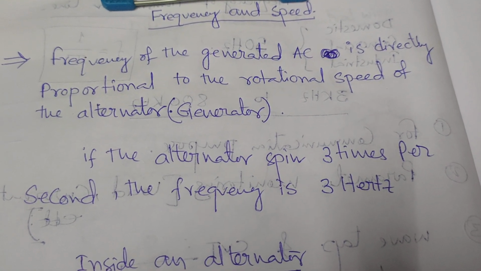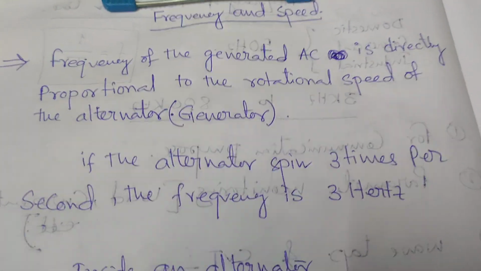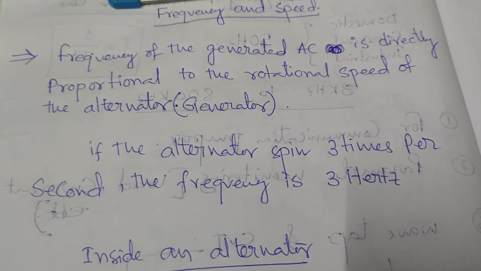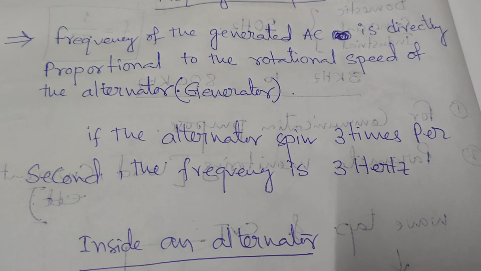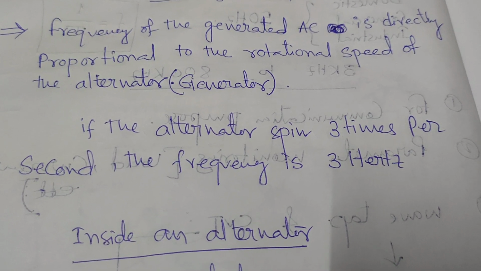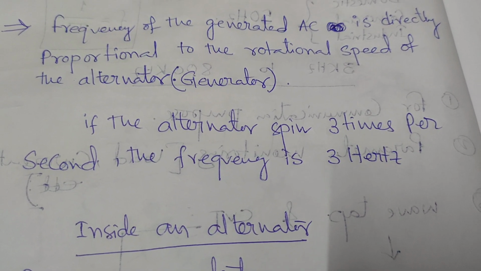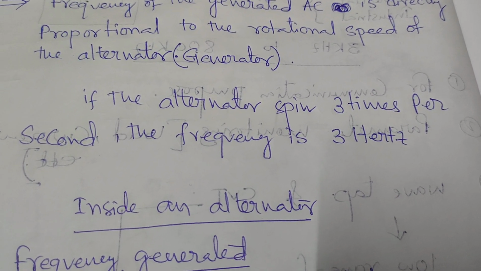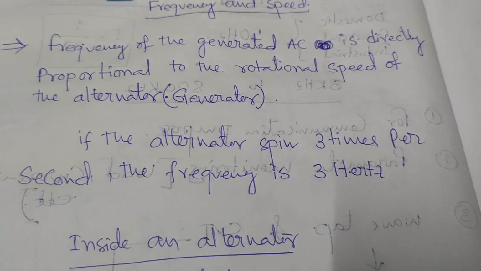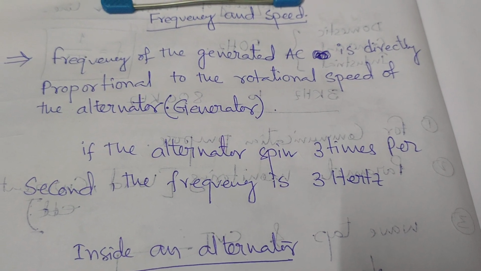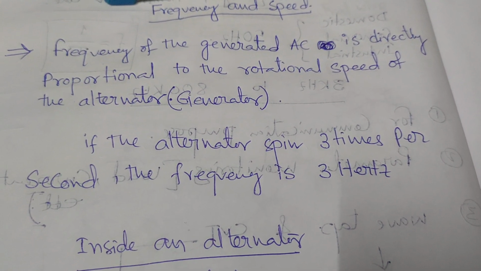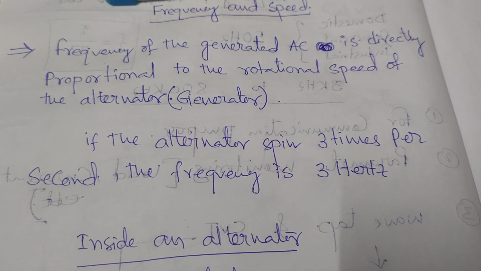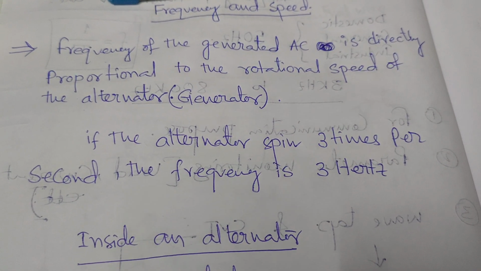Frequency. We all know that frequency and speed are related to each other. If we discuss what is happening inside the alternator or inside the power generating station, we all know the electricity is generated inside the power plant, and with the help of some prime mover, the rotor of the generator is rotating.